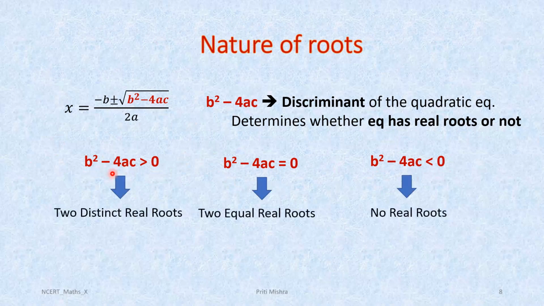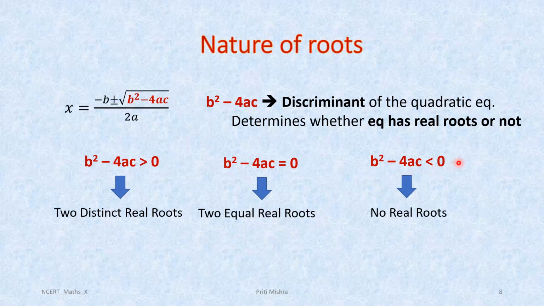So when b square minus 4ac is greater than 0, this term will be positive. That means within the square root we have a positive number, and then we will have two distinct real roots. That means two different real roots when b square minus 4ac is greater than 0. And when b square minus 4ac equals 0, then this term will become totally 0, and in that situation, we will have two equal real roots. That means both the roots will be the same.